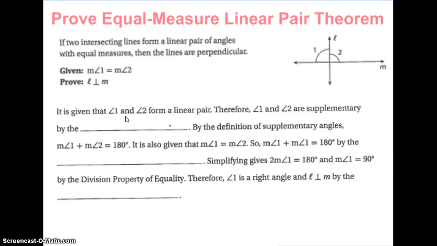Alright, so it is given that angle 1 and angle 2 form a linear pair. Therefore, angle 1 and angle 2 are supplementary by the linear pair theorem. By the definition of supplementary angles, we know that the measure of angle 1 plus the measure of angle 2 is 180 degrees. It is also given that the measure of angle 1 equals the measure of angle 2. So the measure of angle 1 plus the measure of angle 1 equals 180 degrees by the substitution property.